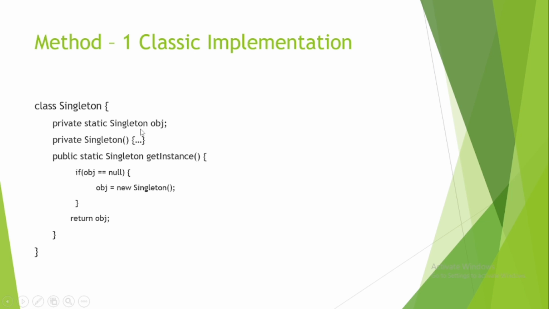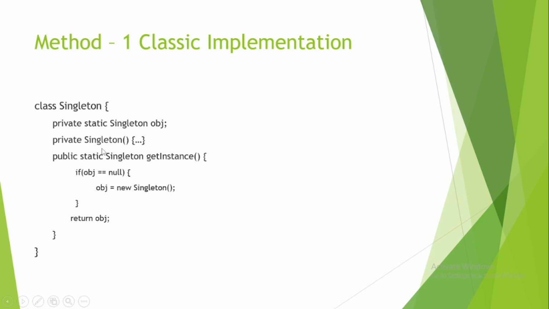So here I have created one reference variable of the singleton class. So singleton class, that is private, means it will not be accessed outside. This is static, means to access this I don't need the instance, I can directly access it using the singleton class reference. ठीक है. So private static singleton object.